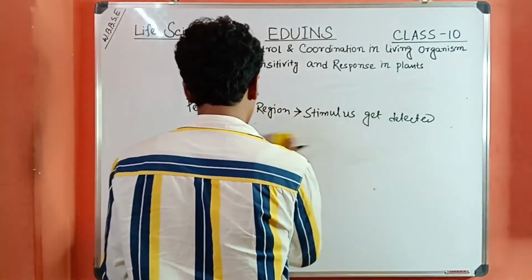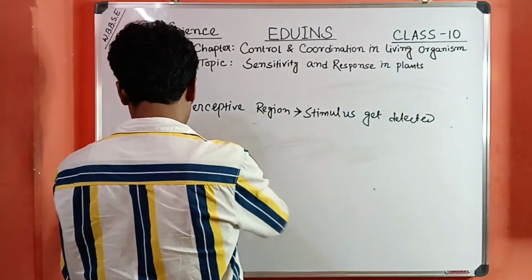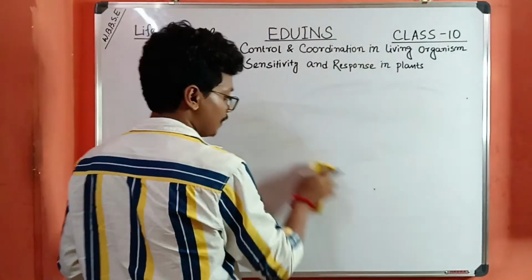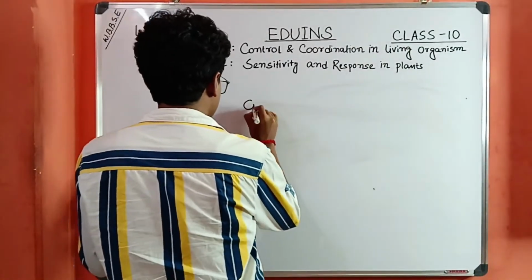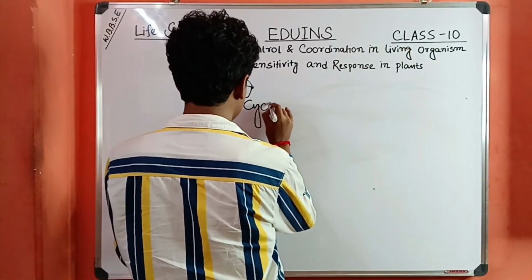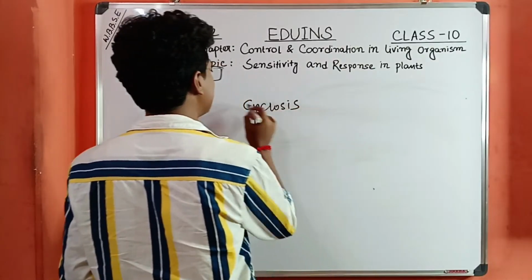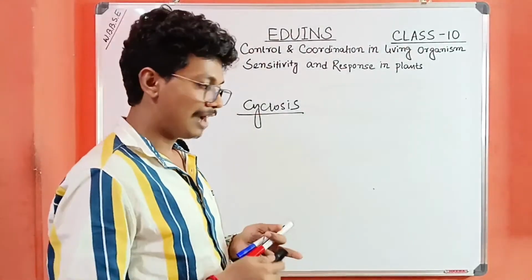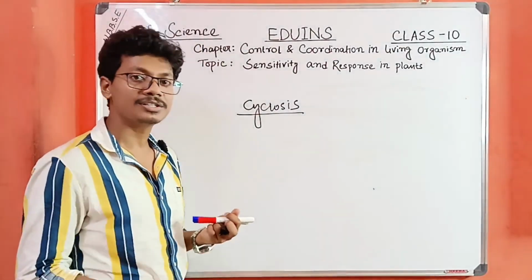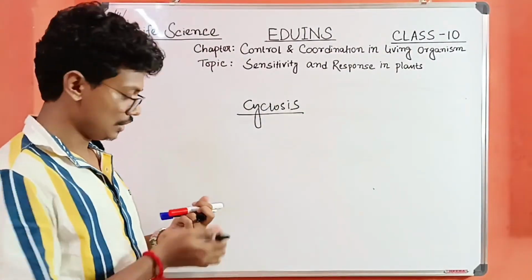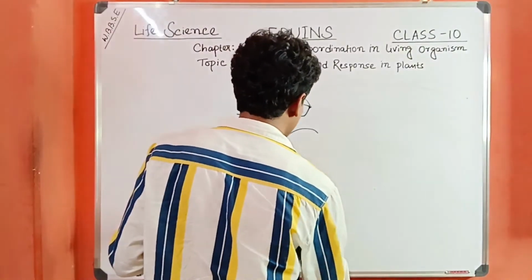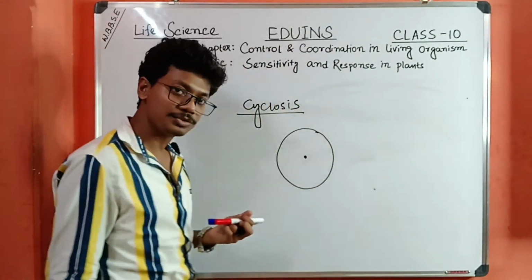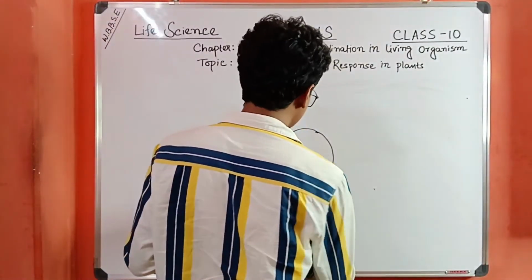Now, another most important term is cyclosis. What is cyclosis? We know all living organisms are made up of cells. This is the structural and functional unit of life. So everything that occurs in our body or any living organism's body occurs due to the cell.